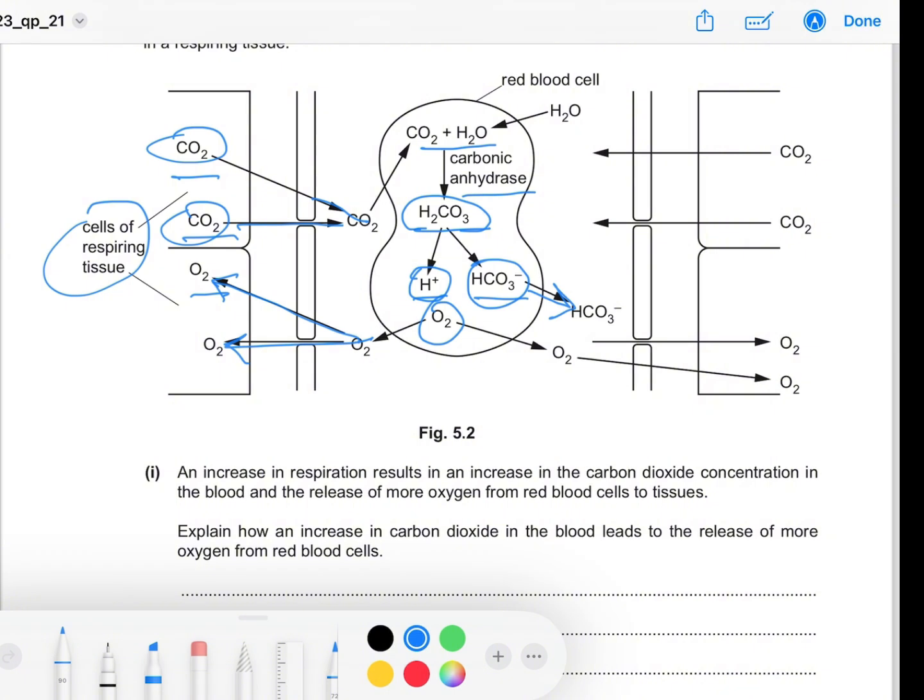Okay, so to answer this question, why an increase in carbon dioxide in blood leads to release of more oxygen from red blood cells. So as carbon dioxide diffuses from respiring tissues into the red blood cells, it will combine with water to form carbonic acid, and increased carbon dioxide will result in greater production of carbonic acid, and of course this will lead to a greater production of hydrogen ions as a result, which we saw earlier.